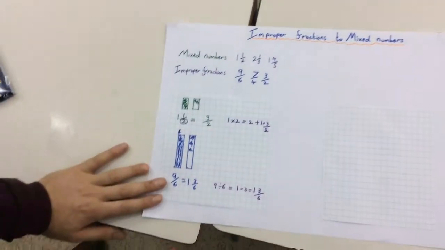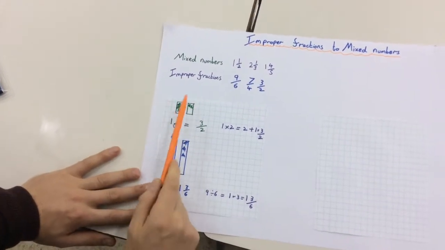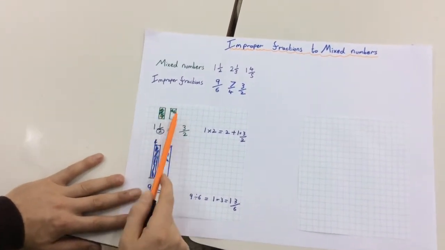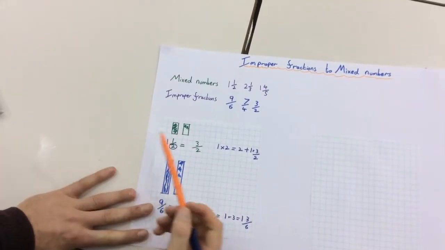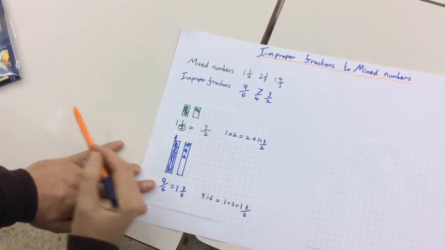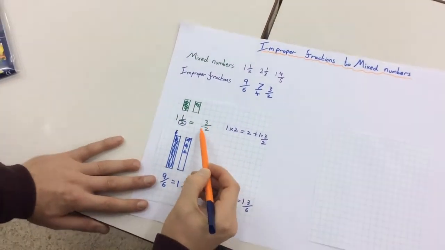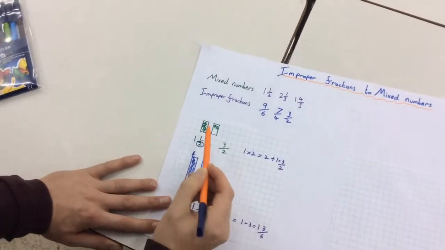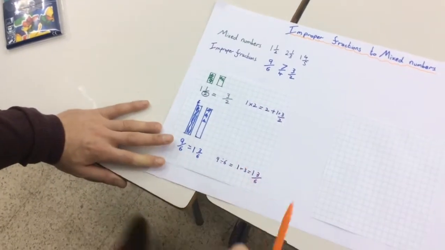So let's look at our first example. Here we have 1 and 1 half. So I've got 1 whole, and then 1 half. Let's have a look at that as an improper fraction. Well, if it's all broken into halves, so my denominator is 2, I then have 1, 2, 3 halves.